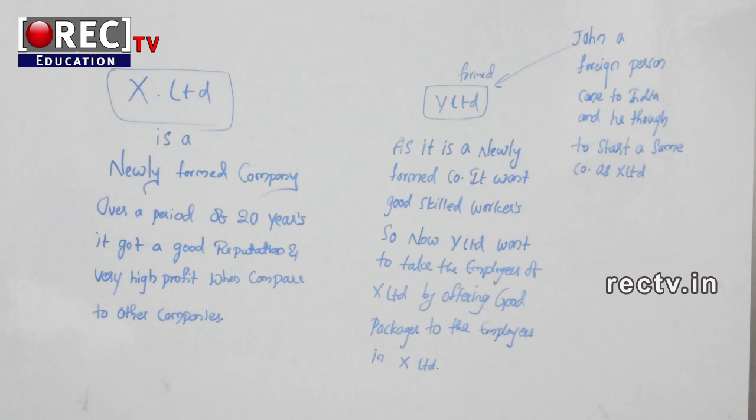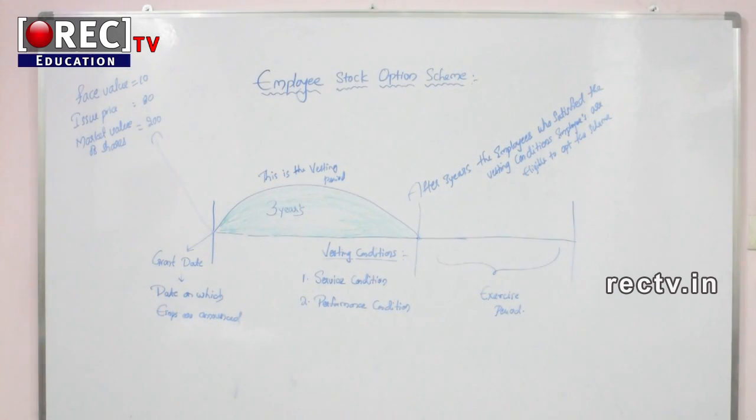So we have seen the concept of ESOPs. Now let us see how it will work out. Here, the grant date is the date on which the ESOPs are issued, that is, announced to the employees. Then there is a vesting period. This is the lock-in period of the shares issued to the employees.